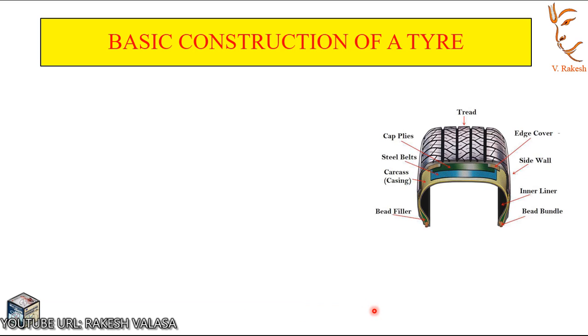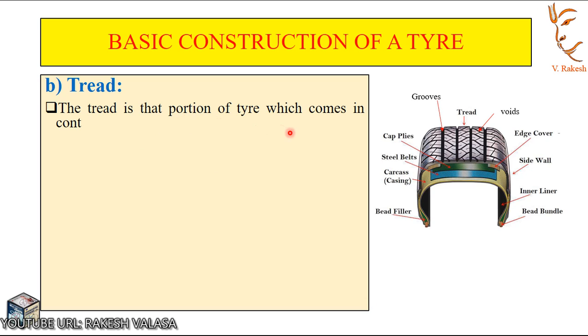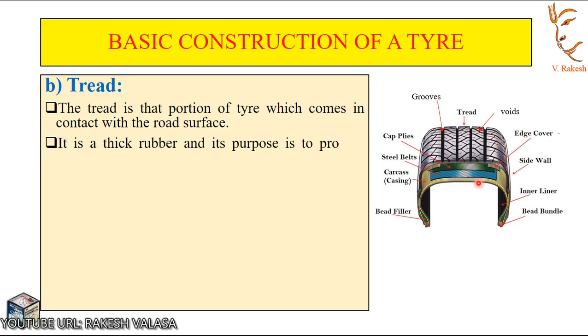Next, see the second part, tread. The tread is that portion of the tire which comes in contact with the road surface. You can see this figure. This is the tread area. It consists of grooves, lugs and voids. It is thick rubber and its purpose is to provide better traction, longer life, durability and maneuverability.